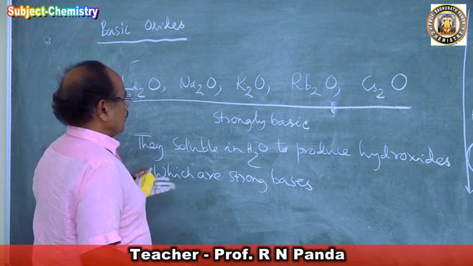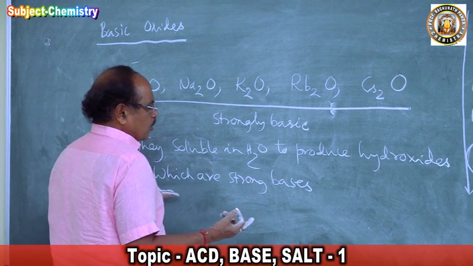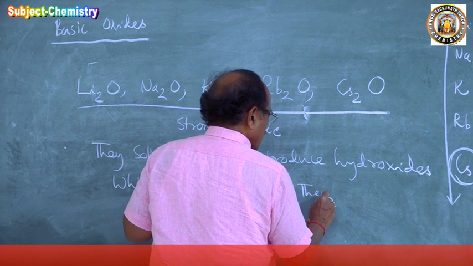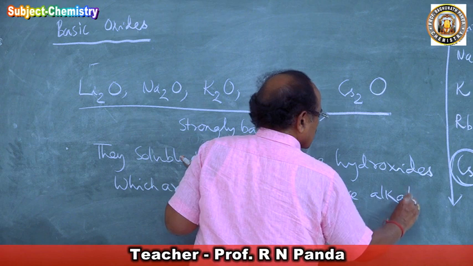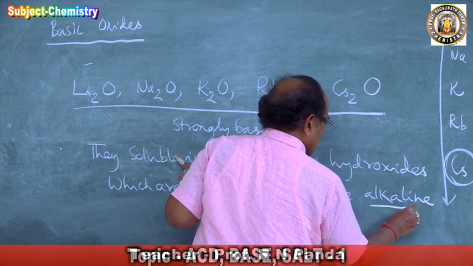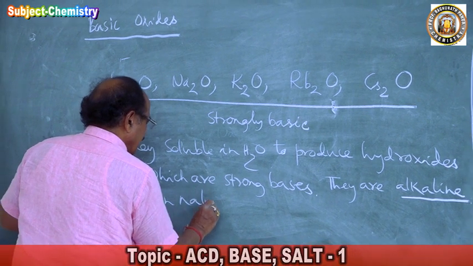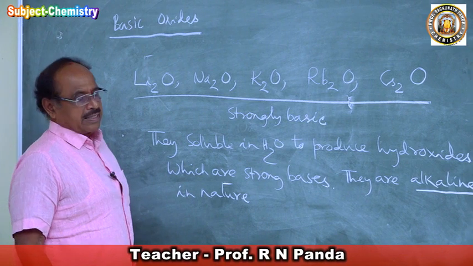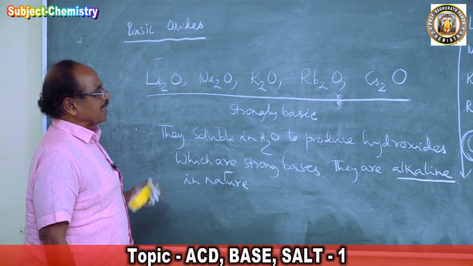And any base soluble in water is called an alkali, a strong base. They are alkaline in nature. Why? Any base soluble in water is called an alkali, and all of these are soluble in water, so they are strongly basic and alkalis.